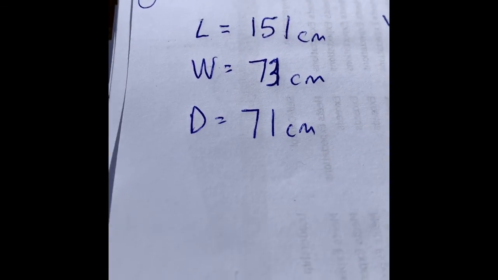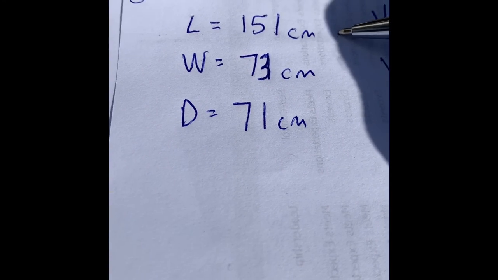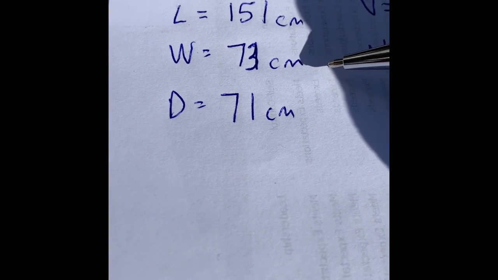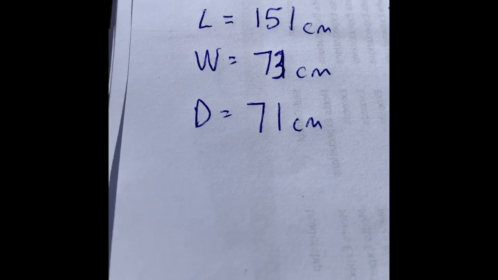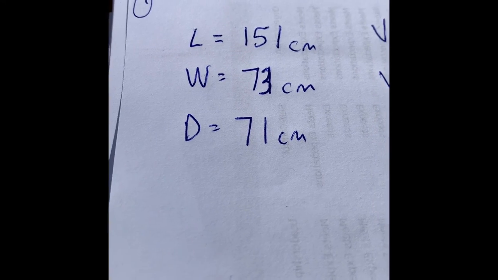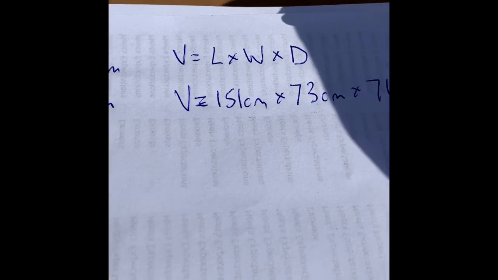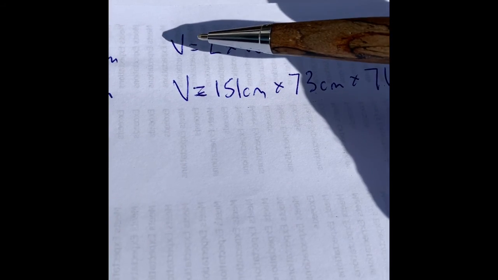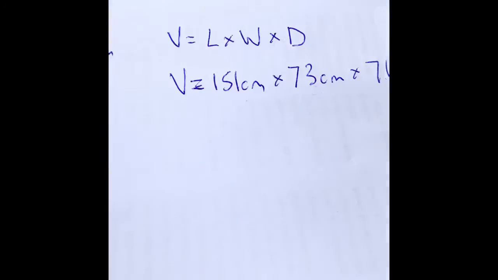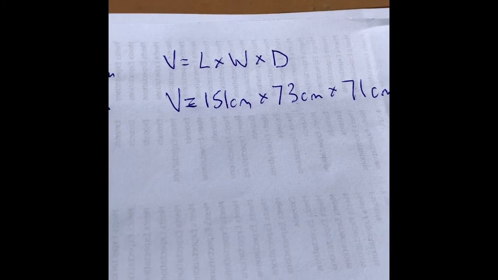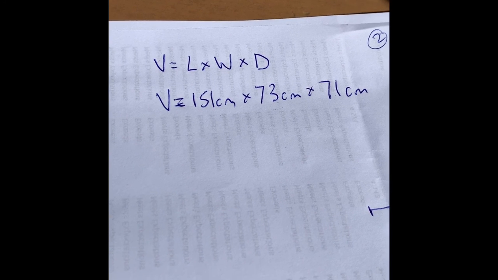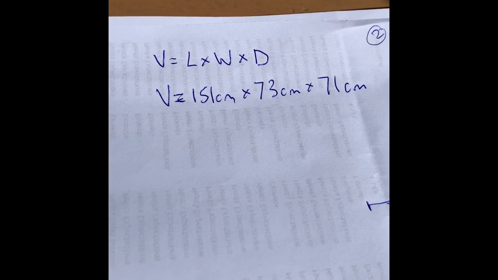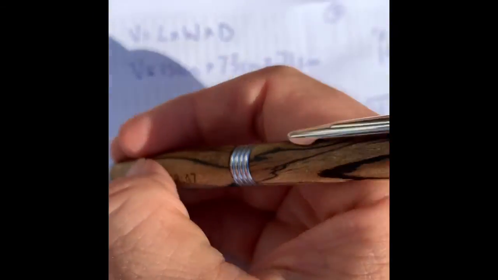All right, ladies and gentlemen, we've got our length, 151 centimeters, our width, 73 centimeters, and our depth, 71 centimeters. Those are the dimensions of the box outside my house. Now to show your work properly, we've got the formula: volume equals length times width times depth. Then you show your work: volume equals 151 centimeters times 73 times 71. You can't do that all in one step. You're just going to take the first two numbers and multiply them together. So let's do that.